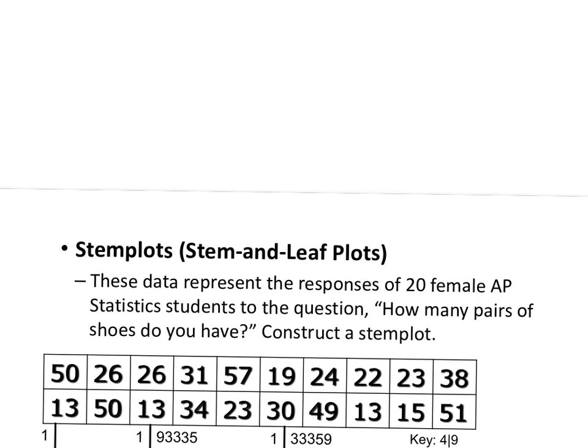So as you can see here, we have some females with pairs of shoes everywhere from a low of 13 up to a high of, looks like 57 is a high. I don't know what girl that is that has 57 pairs of shoes, but okay, we will accept that data.